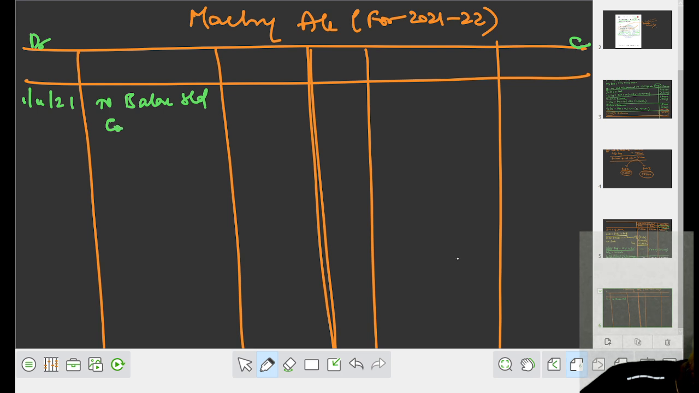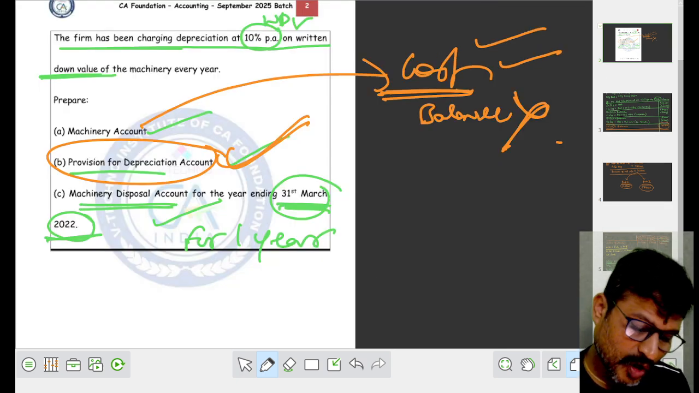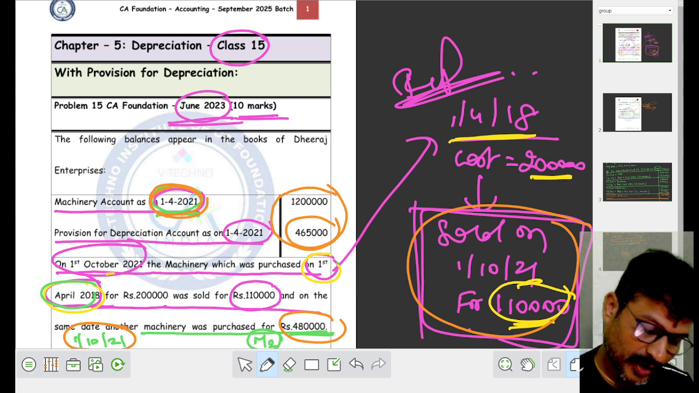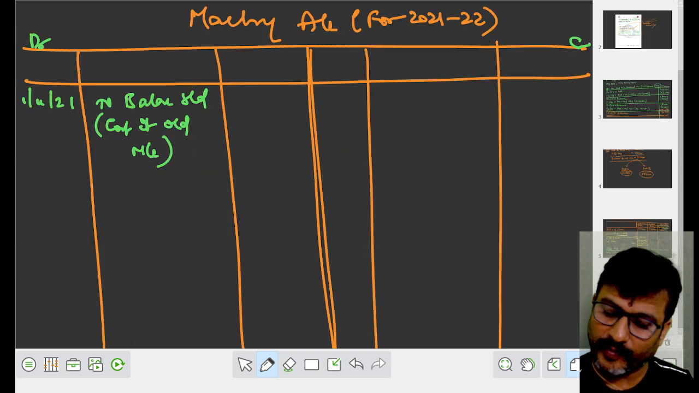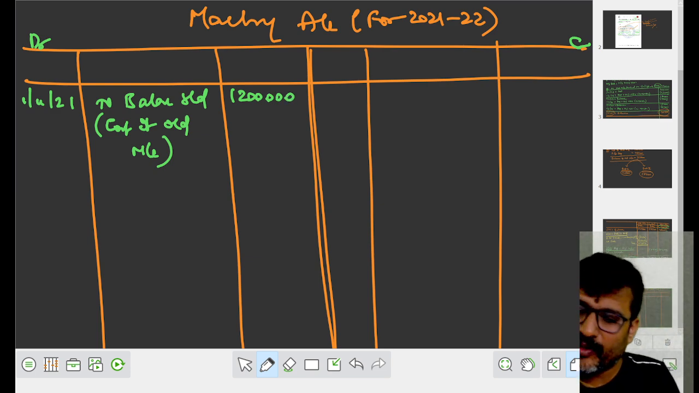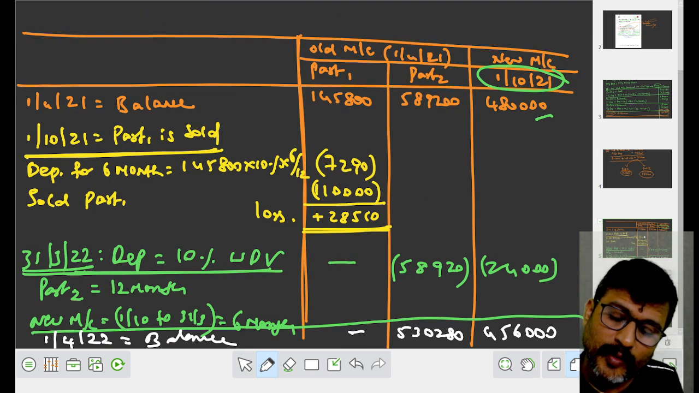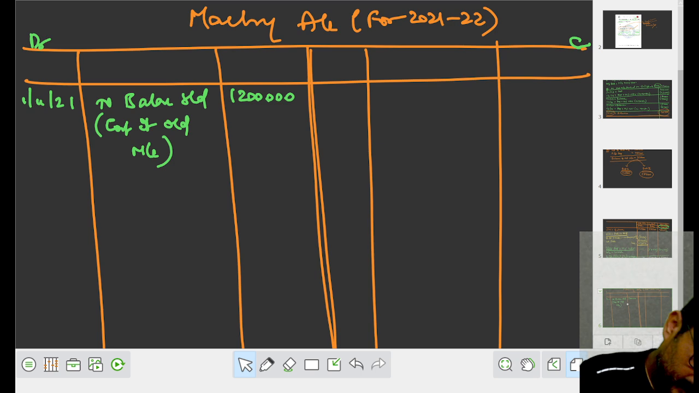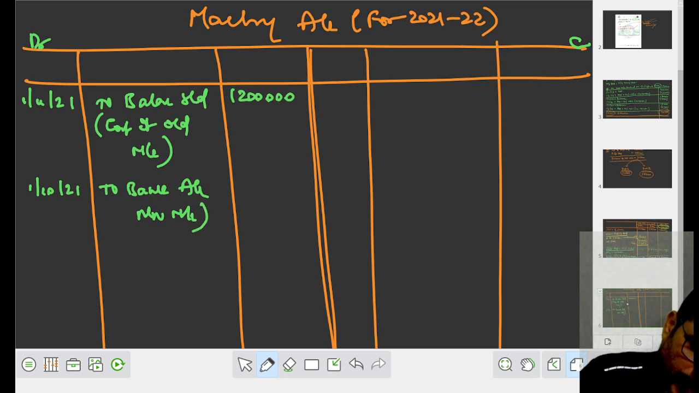What to take? Cost of which machinery? Old machinery. What is the cost of the old machinery, my dear student? The cost of the old machinery is 12 lakh rupees. We have to take 12 lakh rupees. Did you purchase any new machinery? Yes. New machinery is purchased on October 21, to bank account. New machinery is purchased for 4,80,000.